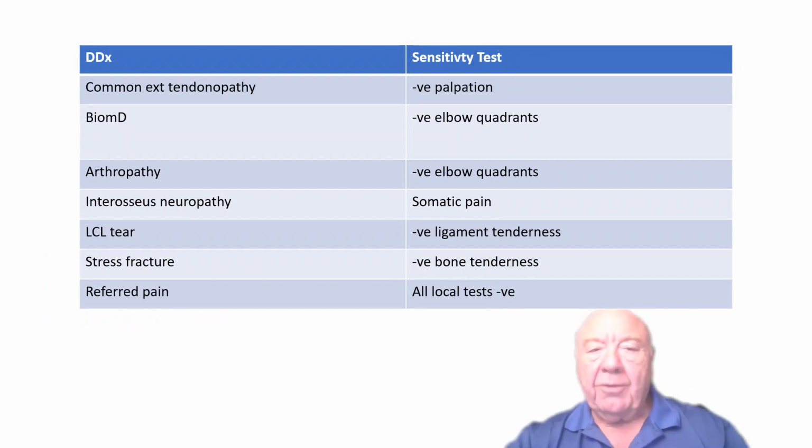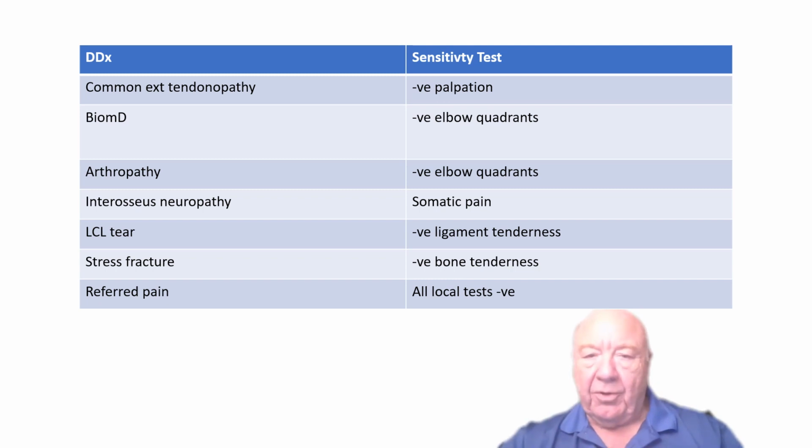Okay, so common extensor tendinopathy. This one is just about 100%. Palpate the tendon. If the tendon is not positive, and this applies to all tendons, and provided you can reach the entire tendon, then you can say you don't have the pathology in the tendon. It will be painful, it will be tender on palpation. Biomechanical dysfunction, negative elbow quadrants. It can't avoid it. There has to be a positive quadrant. Similarly, with any other arthropathy, the quadrants will be positive if you have one present and negative if you don't. So those 3 tests are almost going to be 100%.